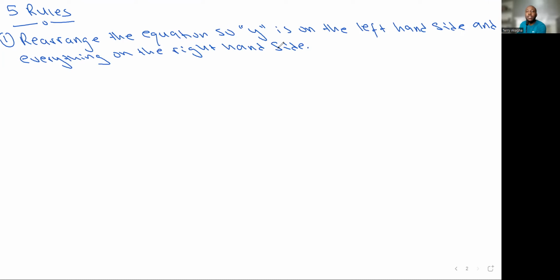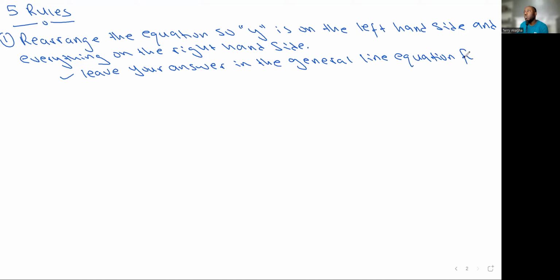So you have to rearrange it so that y will be on the left-hand side and everything else on the right-hand side. So it's going to be similar to the general line equation, y is equal to mx plus c. You're going to leave your answer in the general line equation form, y is equal to mx plus c. In this case, you'll not be having the equal to sign; you're going to be having greater than, less than, or something like that.